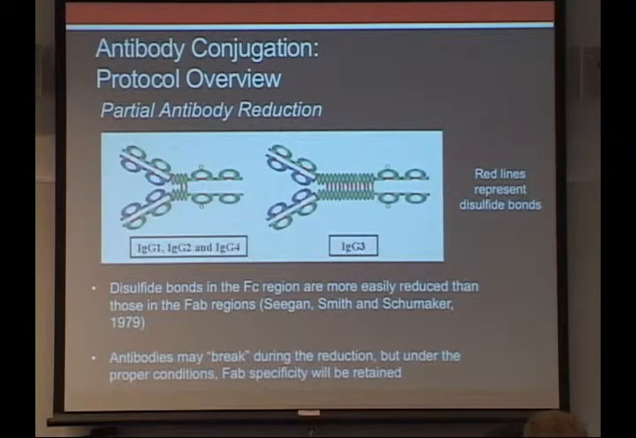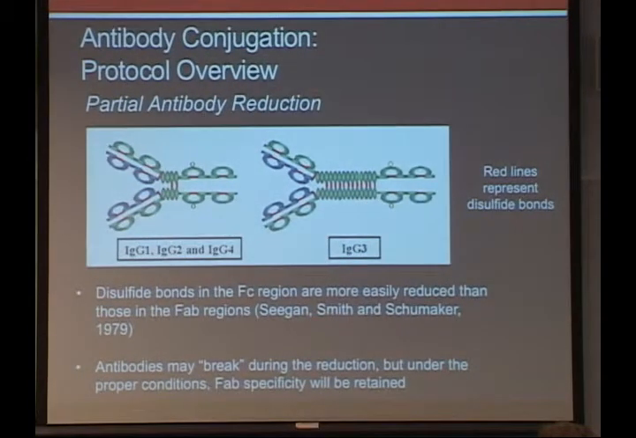So what may be happening is that those antibodies can partially break in solution, but since the protocol is optimized to leave intact the disulfides in the Fab region, the binding specificity will be maintained throughout. So it's not worrisome as long as the steps are followed carefully. That reduction takes place over 30 minutes at 37 degrees.